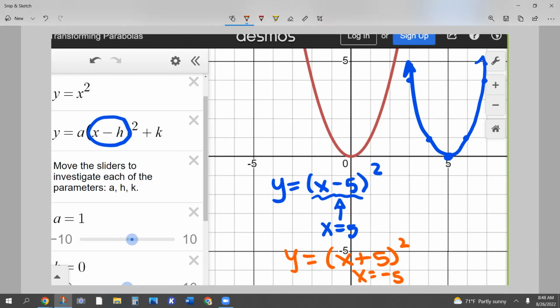1, 2, 3, 4, 5. And then I'm going to have 1 squared is 1, and 2 squared is 1, 2, 3, 4, as long as my stretch is not being changed. And that would be my graph.